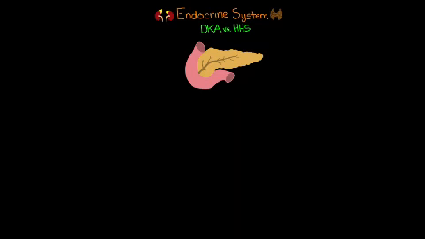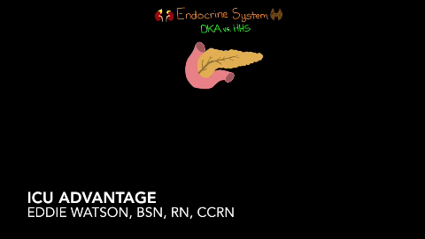Alright, welcome back you guys to the fourth lesson in our series on the endocrine system. And in this lesson, we're going to be talking about the differences between DKA and HHS. And for those of you who don't know, my name is Eddie Watson, and this is ICU Advantage.